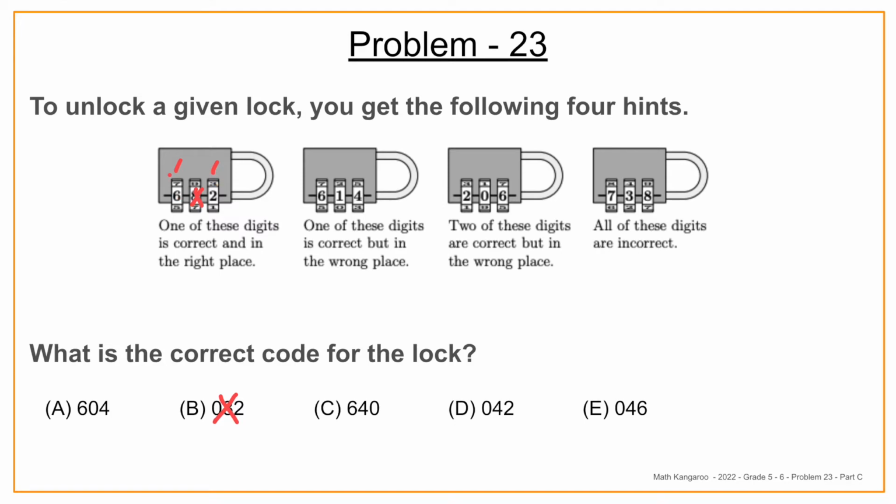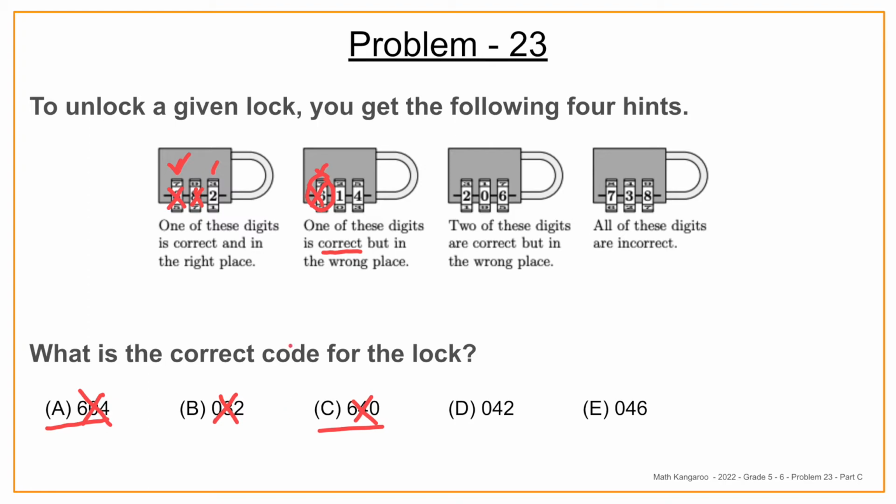So assume that 6 is at the correct place. Then option A and C could be our answer. Let's look at clue 2. It says one of these digits is correct but in the wrong place. So if 6 is correct, that means it is at the wrong place. So this conflicts with the first clue. So that means 6 is not at the first place. So we remove 6. This means option A and option C are not our answer.